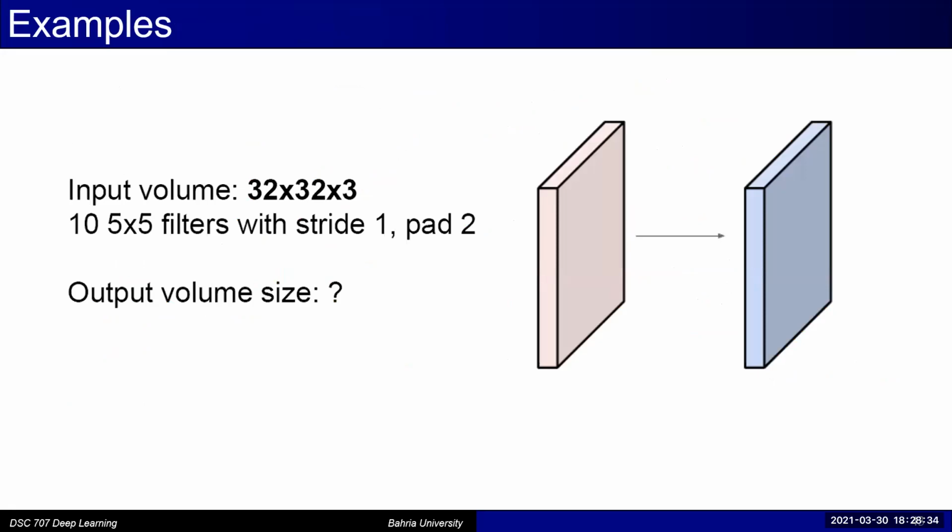So before we take a break, just for practice purposes, I'll show you some examples and ask you what should be the output and the number of parameters. Just think over it. In this first example, our input is 32 cross 32 cross 3. There are 10 filters and each filter is 5 cross 5. Stride is 1, padding is 2. So what would be the size of the output volume, right? You just think over it for a moment. Think of an answer and then I will share it with you.